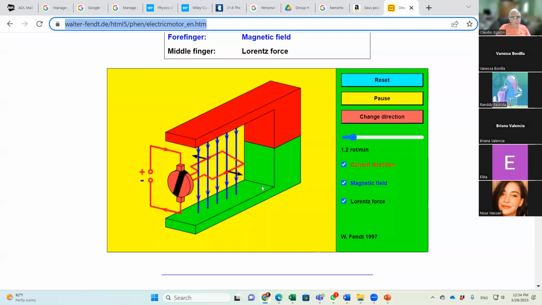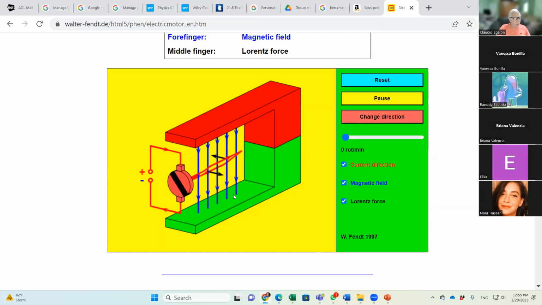So what's happening here? Okay, the blue arrows are the magnetic field. The red arrows are the current direction. And the black arrows, those two that you see here, are the force, the magnetic force. Magnetic force is also known as the Lorentz force. So I want you to take a careful look at how we determine, right?